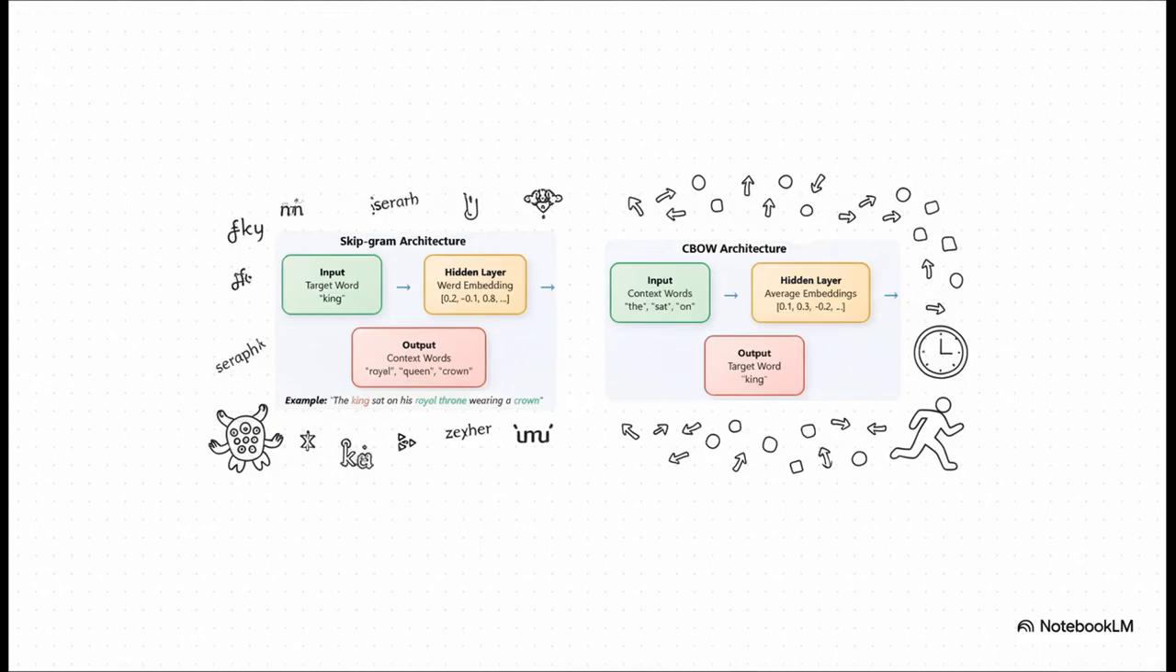It does the exact opposite. It looks at a bunch of context words to predict the one in the middle. CBOW is usually faster and better for words that appear a lot. Another classic trade-off you'll want to remember.